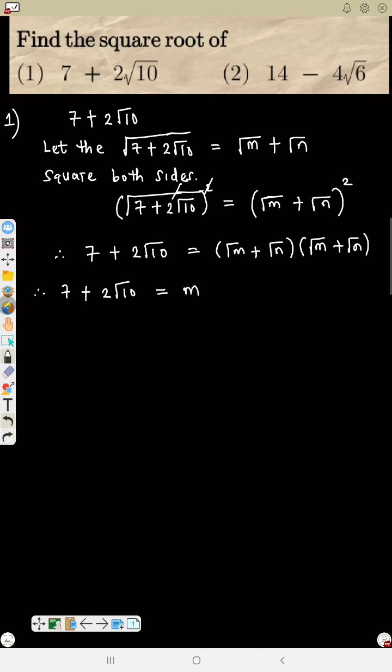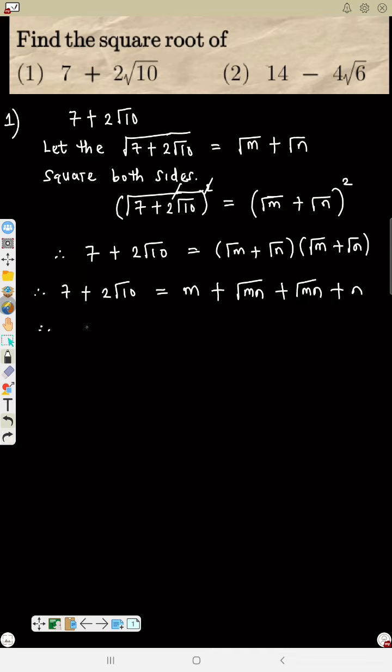So that will be m, plus root m times root n, that is root mn, plus root n times root m, that is root mn, plus root n times root n, that is n. Remember, I'm using root m and root n. If you like, you can say root s plus root y. You can use any alphabet you like. So I'm choosing m and n.